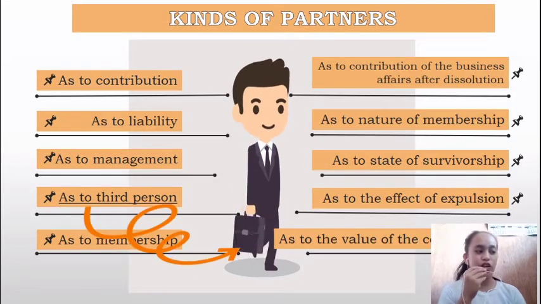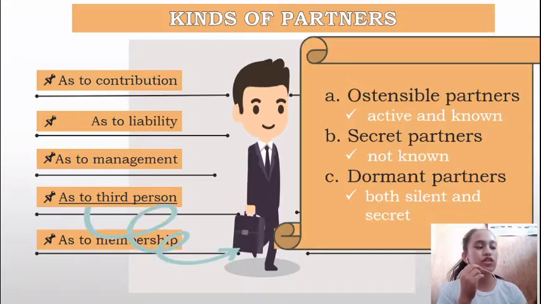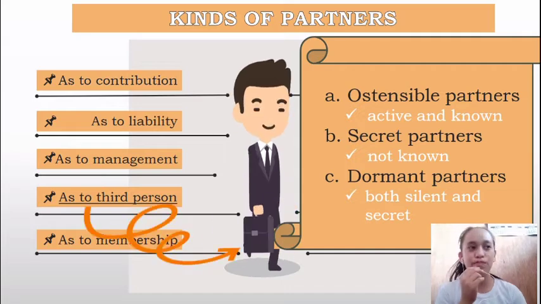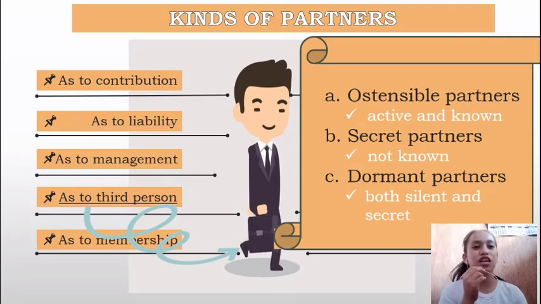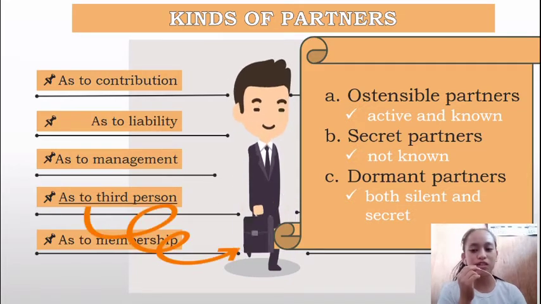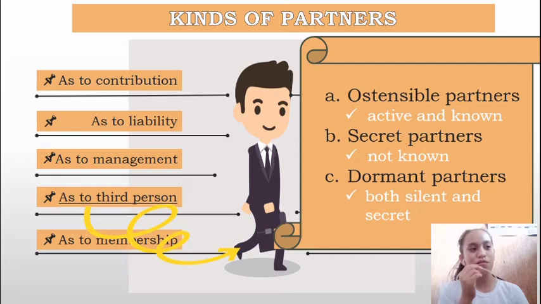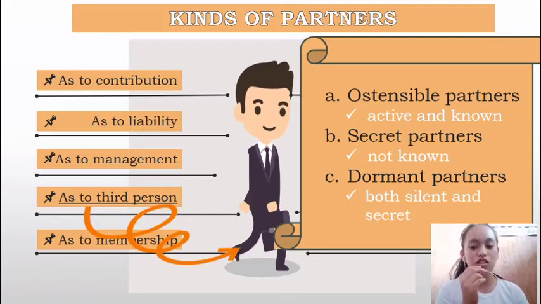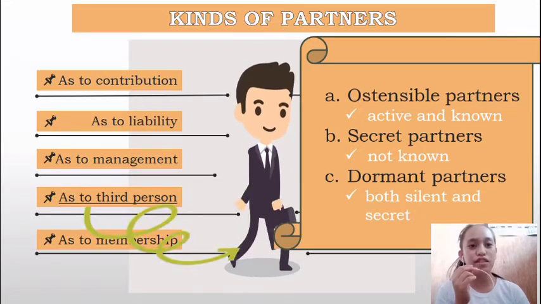Another kind of partners is according to third persons. As to third persons, partners could be ostensible partners, secret partners, and dormant partners. Ostensible partners are the partners who take an active part in managing the business, and at the same time they are known as partners by the public. The next one is the secret partners. From the word itself, secret: their connection is not known by the public, but they take charge of the active part of managing the business.